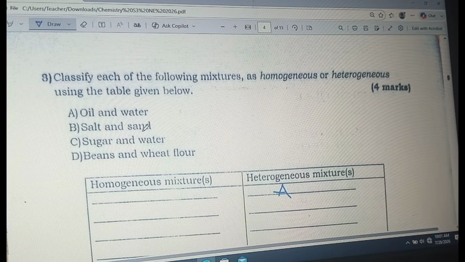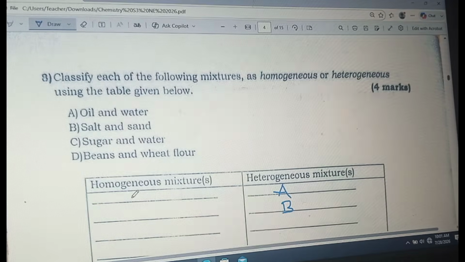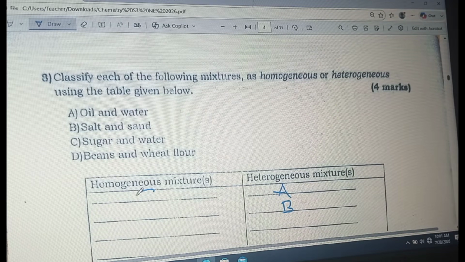B, salt and sand does not mix completely. This is a heterogeneous mixture. C, sugar and water. This solution can mix completely. This one is what we call a homogeneous mixture. D, beans and wheat flour. This is not mixed. This is a heterogeneous mixture.